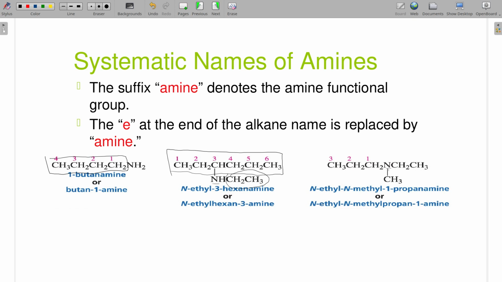And that happened here. So I had a propyl group, I had an ethyl group, and I had a methyl group. Since the propyl is the longer or more complex chain, it becomes the backbone, making it a propylamine. And then we have an ethyl and a methyl coming off of the backbone. N-ethyl, N-methyl, 1-propanamine.